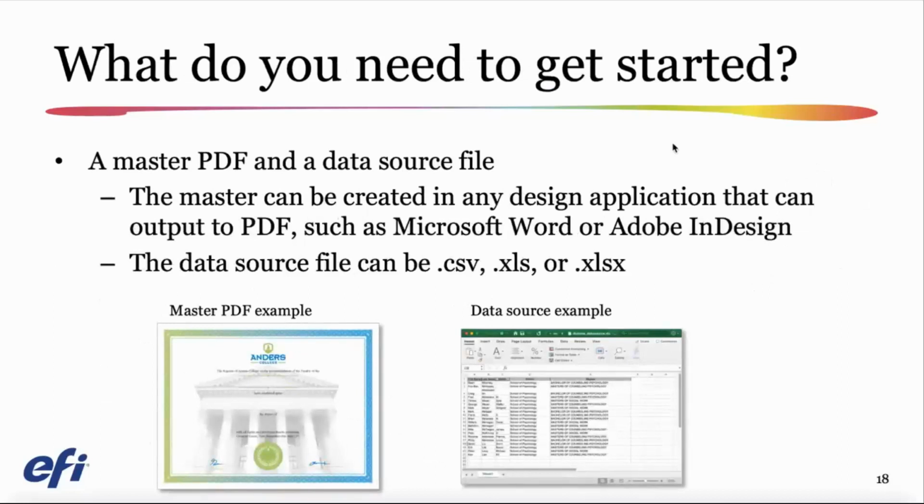All you need to get started is two things, a master PDF and a data source file. The master PDF can be created in any design application that, one, you're comfortable using, and two, can output to PDF. Examples, as we mentioned previously, are Microsoft Word and Adobe InDesign. For the data source, it's simply a spreadsheet that contains your data. It can be created in Excel as an XLS or an XLSX file, or output from any database program into a CSV.